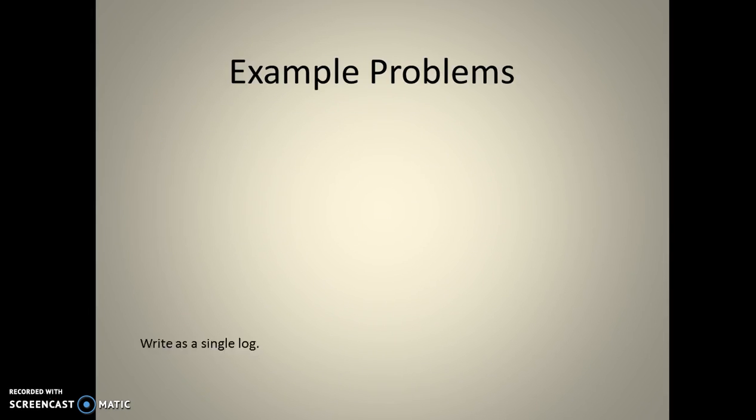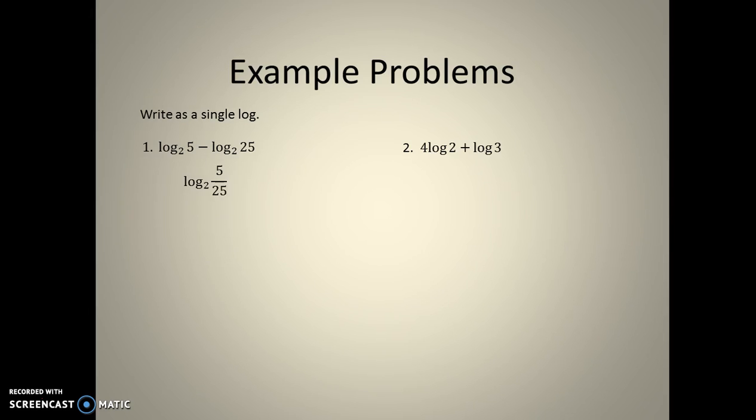All right, a couple more example problems. Can you write it as a single log? So I noticed that in number 1, my bases match. They both have the base of 2, and I have 5 and 25, and I'm subtracting. So when I subtract, I can take those big numbers and combine them into division. And 5 over 25 reduces to 1 over 5. So log base 2 of 1/5.